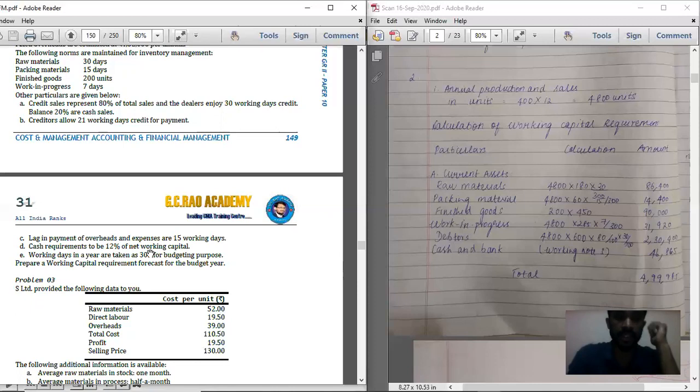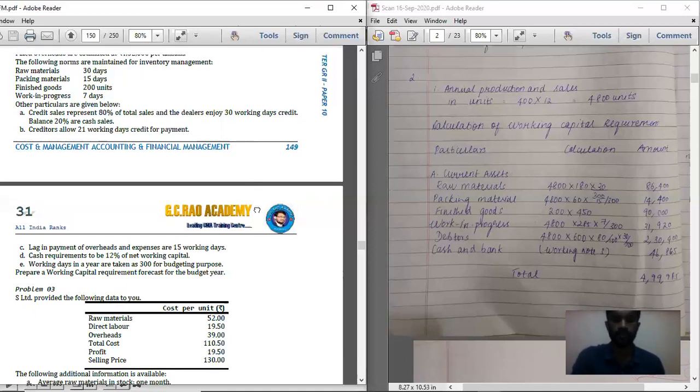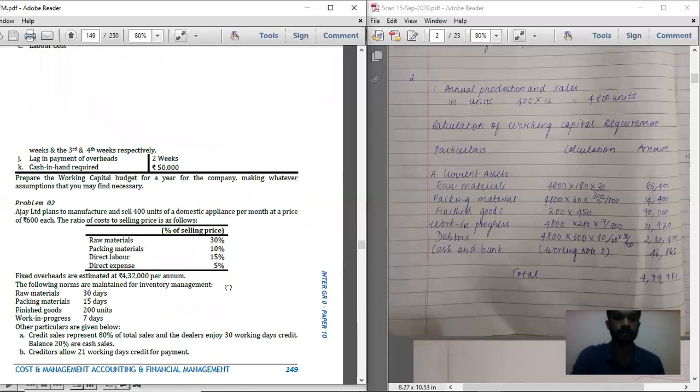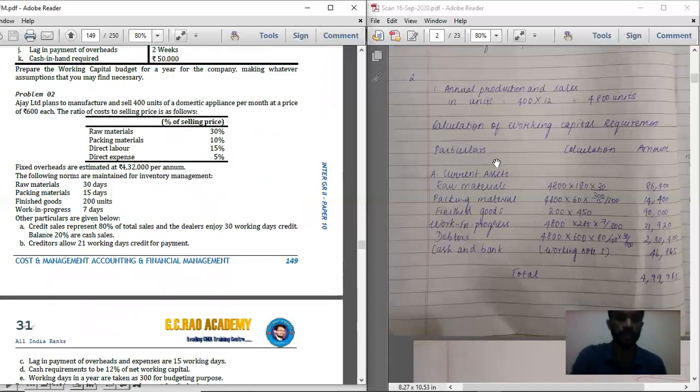And working days in a year are to be taken as 300 for budgeting purpose. See, normally whenever they give a problem in days, we should calculate working days as 360. Whereas in some problems, if they mention directly that working days in a year are to be taken as 300 or 350, 320, then we should take whatever they have given as total number of days in a year. Here they have given 300 for budgeting purpose. And prepare a working capital requirement forecast for the budget year. Okay, fine. So now we'll start the solution.